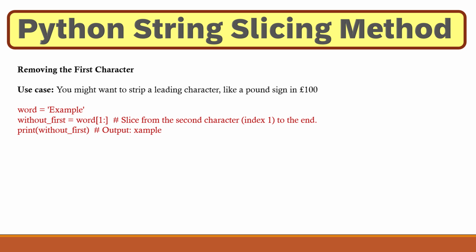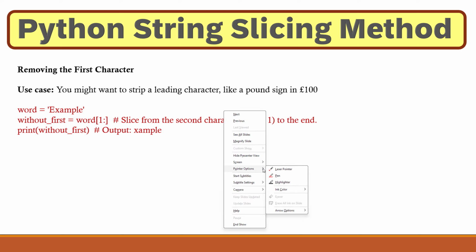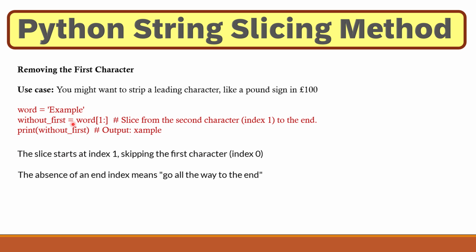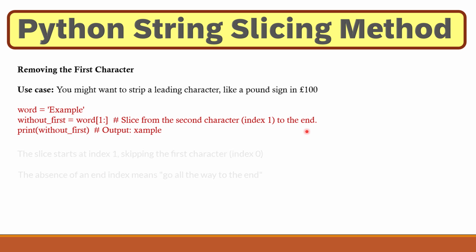The next example is removing the first character. So a use case for this is you might want to strip a leading character, like a £ sign in £100. And then we are going to store this inside a variable called without_first. And then we are going to slice the string inside the variable word, which is example. And we're going to start from position 1. So because it starts from position 0, the E will be excluded. So slice from the second character index 1 to the end, because there is nothing after the colon. And we can see when we print without_first, the output is example without the E.